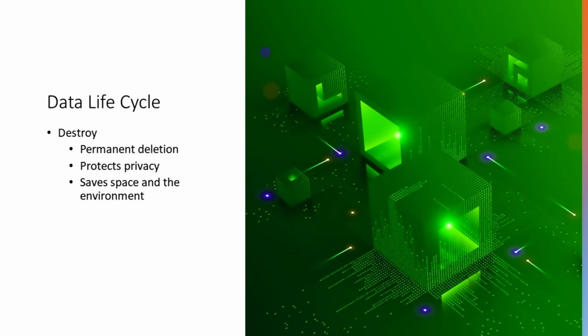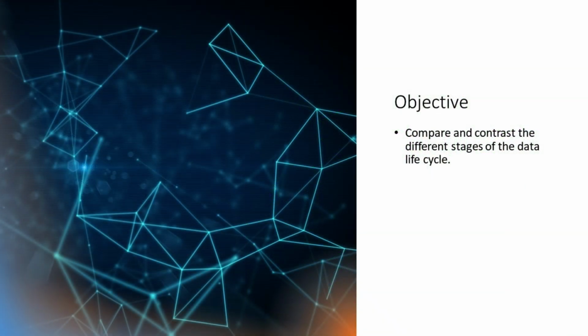If data are stored electronically, we need to make sure that all information, numerical data, text, audio recordings, images, all are permanently deleted, and information that is stored on paper needs to be shredded. In this presentation, we described and compared the different stages of the data lifecycle and discussed an example at each stage.